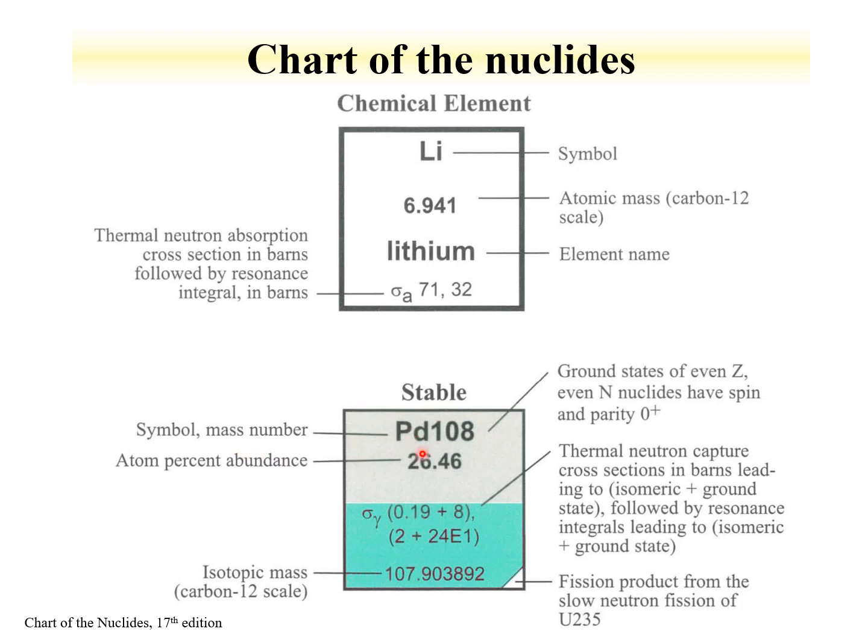You get the symbol, the mass, the atomic percent abundance, and the ground state spin and parity, as we stated earlier. Even nuclei are 0 plus. The thermal cross-section in barns leading to isomeric and ground state, and the resonance cross-section in barns, isomeric and ground state. This triangle here means that this isotope is produced from fission, and this is the mass of the isotope. We will describe cross-section in more detail when we discuss nuclear reactions.